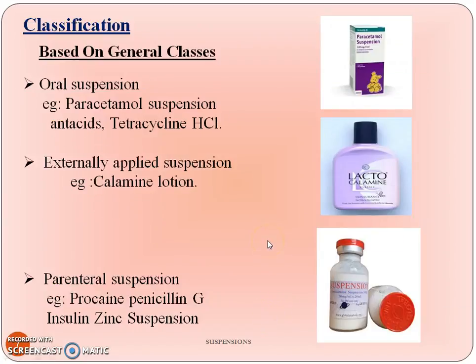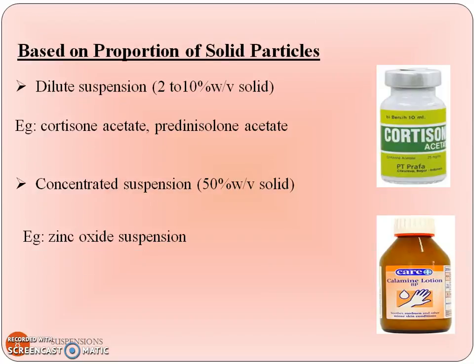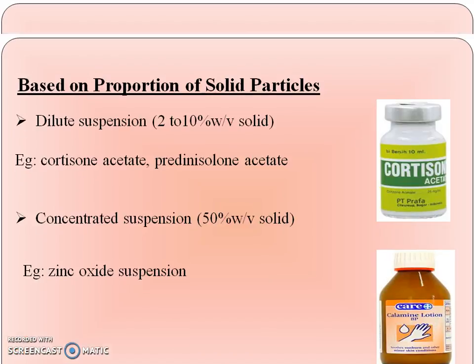Classification: based on general classes, oral suspensions. Examples are antacid suspensions and tetracycline suspensions. Externally applied suspensions. Example is calamine lotion. Parenteral suspensions: procaine penicillin G, insulin zinc suspension. Based on proportion of solid particles, dilute suspensions contain 2 to 10% weight by volume of solid. Examples are cortisone acetate and prednisolone acetate. Concentrated suspensions contain more than 50% weight by volume solid. Example is zinc oxide suspension.